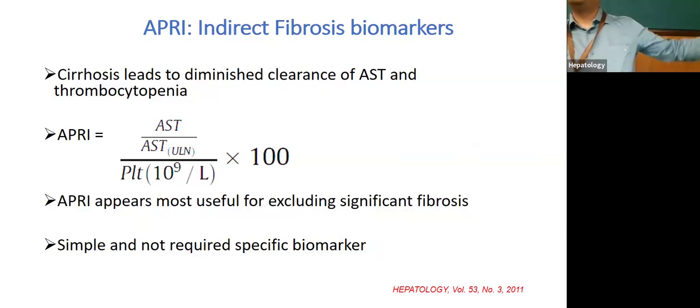So if you are sitting in, say, a peripheral primary care setting, and you have a patient, these days everyone has access to CBC and platelet count and LFT, AST. So everyone has a multimedia phone and access to internet. There are online calculators available. You just need to put these values of AST and platelet count into the formula, and within seconds you will have an APRI value. So it is very useful for excluding significant fibrosis. It's very simple, easy to perform even in primary care settings, and does not require any specific biomarker.